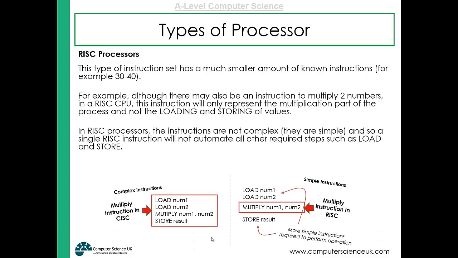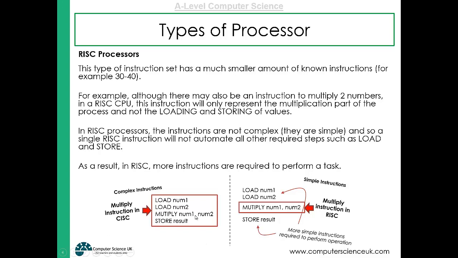So in RISC processors, the instructions are not complex, they're simple. They just carry out a single operation. They don't automate all the other required steps, such as load and store. So as a result, in RISC processors, more instructions are needed to actually perform the task.